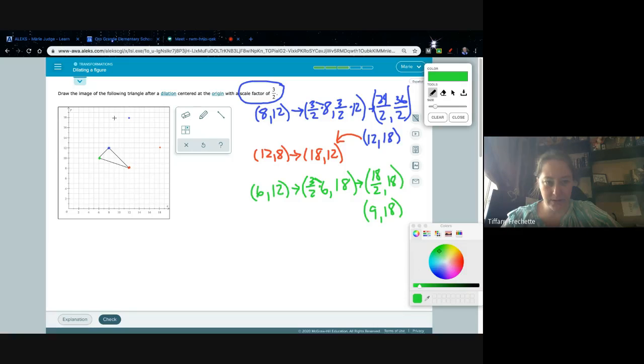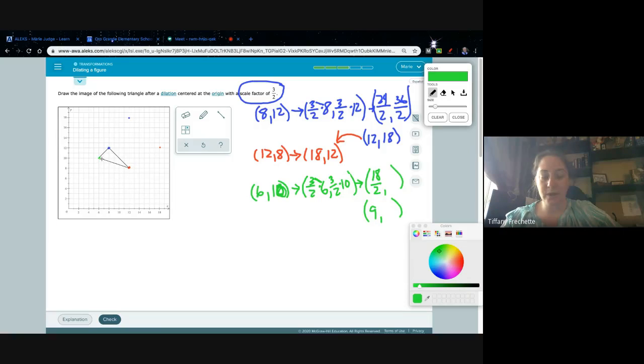Did that come out correct? Hold on. Uh-oh, this should have been 10. Ooh, I was lying to you that whole time. See? I grabbed it too quick there. So this is not going to be 18. So we have 3 halves times 10, because that was a 10, not a 12.